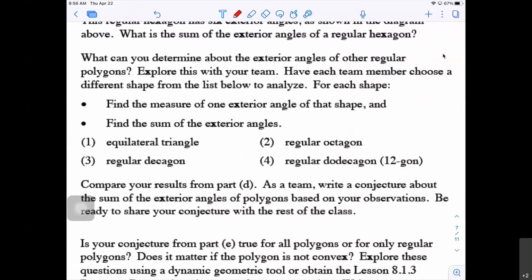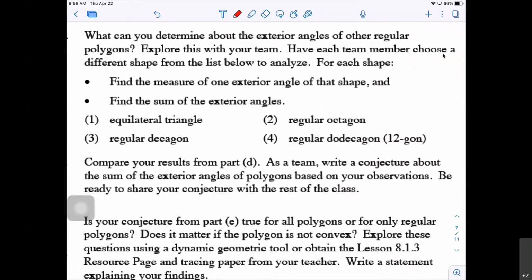And I'm going to split this up. I'm going to have you just do one shape. So what I want you to do is the same idea. Row number 1 here, I want you to do part number 1, equilateral triangle. I want you to find each interior angle, the corresponding exterior, and the sum of the exterior. Those 3 things. Okay? Each interior, exterior, and then sum of the exterior.